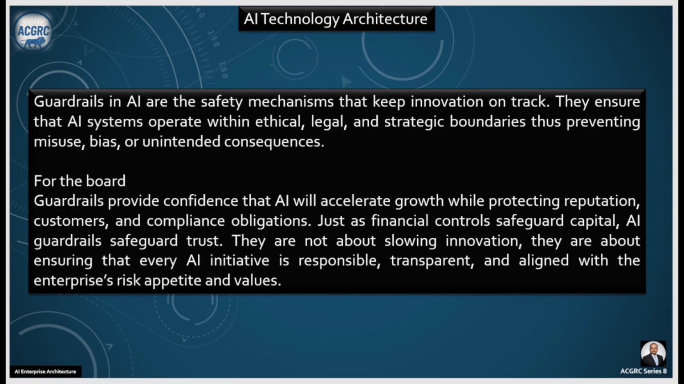Just as financial controls safeguard capital, AI guardrails safeguard trust. They are not about slowing innovation, they are about ensuring that every AI initiative is responsible, transparent, and aligned with the enterprise risk appetite and values.